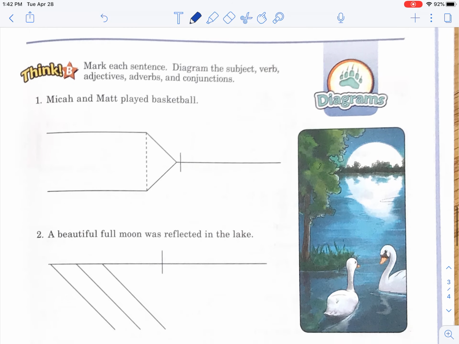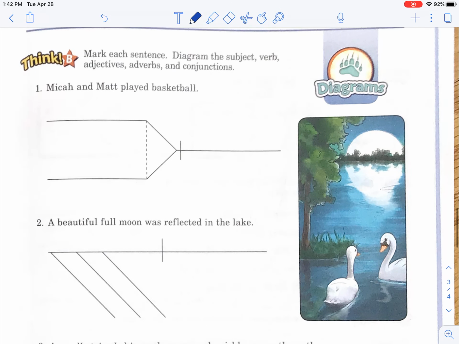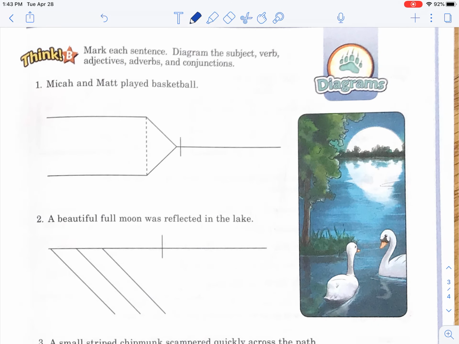Okay, here's my favorite. I really do love sentence diagramming. I'm such a silly person like that. I love it, love it, love it. Okay, mark each sentence. It's almost like a puzzle to me because they have all the lines right there, and then in college, they don't give you the lines. You have to write all the diagrams yourself. But thankfully, in third grade, they give you all the lines. So it helps you not miss the answers and get them all right. Okay, mark each sentence. Diagram the subject, verb, adjective, adverbs, conjunction.